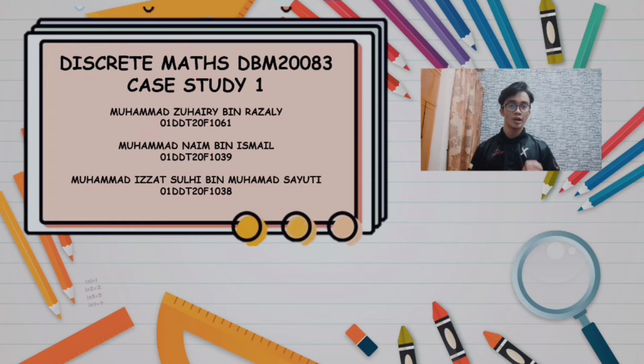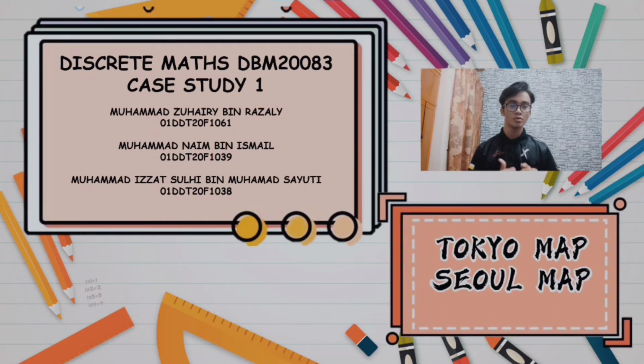I will explain to you how to find the minimal spanning tree for these two maps, which are the Tokyo map and also the Seoul map.